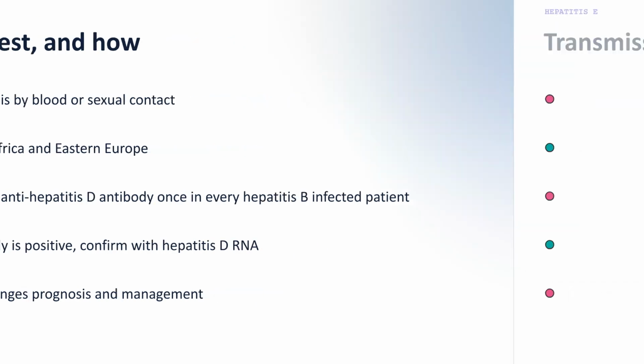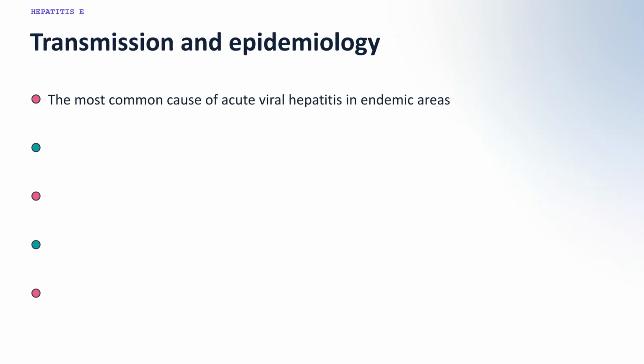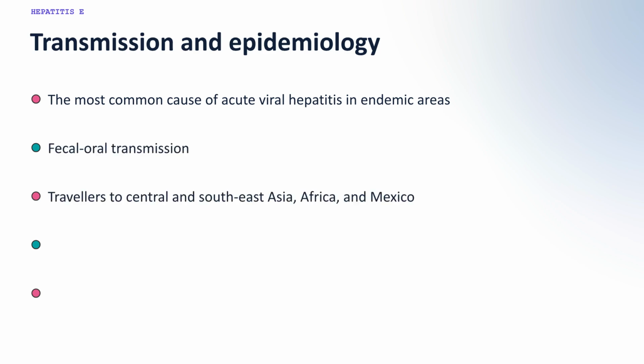Hepatitis E is the most common cause of acute viral hepatitis in endemic areas worldwide. It spreads fecal-orally. Think of travelers to Central and Southeast Asia, Africa, and Mexico. In Europe, cases are associated with swine exposure through undercooked pork. And here is a surprising statistic.